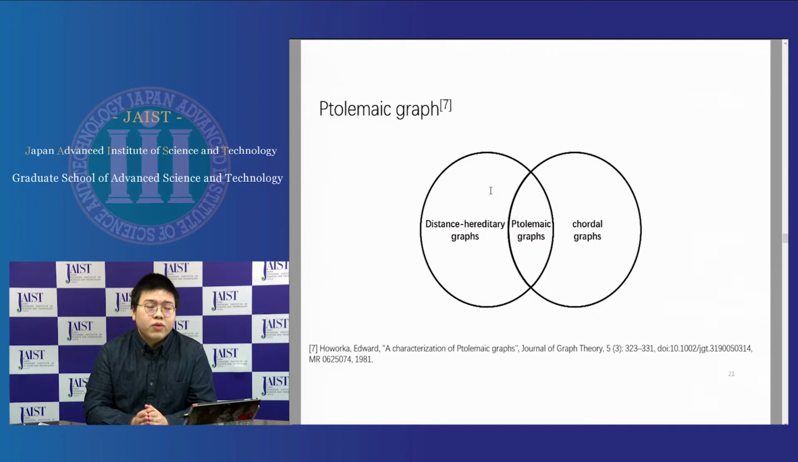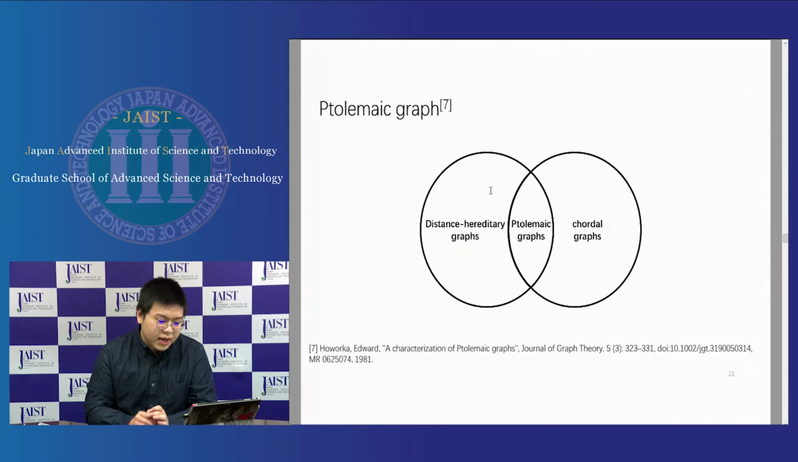And now we give the relationships between 3 kinds of graphs. Here we know that the Ptolemaic graphs are the intersection of distance hereditary graphs and chordal graphs, which has already been proved. Distance hereditary graphs we already introduced, and chordal graphs are also a famous graph class in graph theory. So now we know that Ptolemaic graphs are a subset of the distance hereditary graphs.